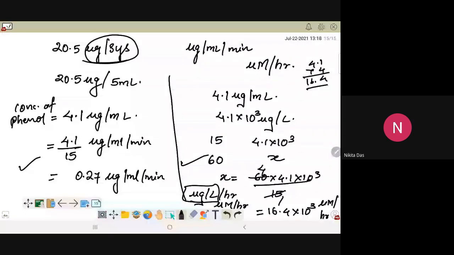So will you do it for your values and put your final answers in both the unit systems in the chat box? Do the calculation for your own values. Put it in the chat box for both units.